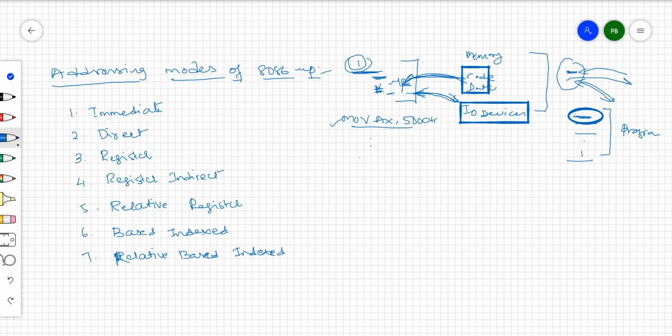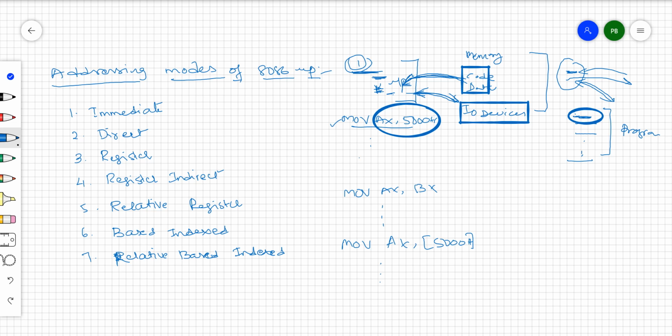Like that, there are some different instructions. For example, MOV AX, BX, something like that. For example, MOV AX, something 5000H. Like that, it has some set of instructions. If you look into every instruction, see here, these are the operands.